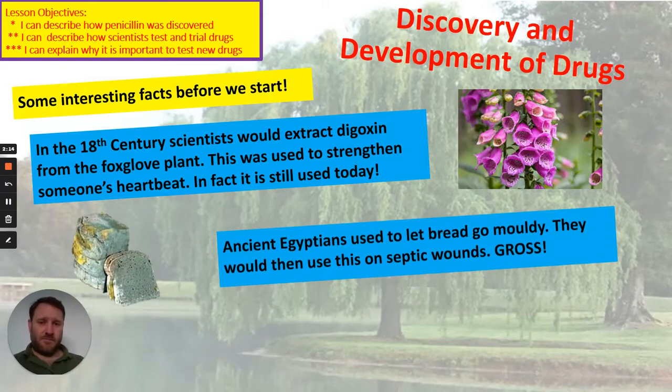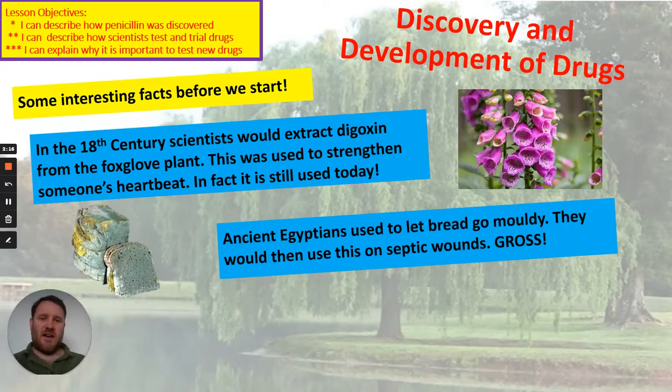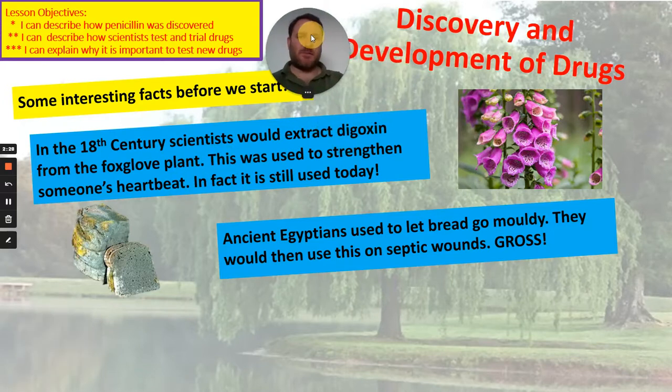Brilliant. This one's quite gross. There must be something in bread that the ancient Egyptians knew about thousands of years ago. If you got a cut and it went septic, they would let bread go mouldy and they would rub that all over the septic wound to try and clean it up.